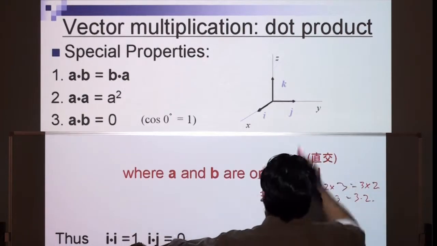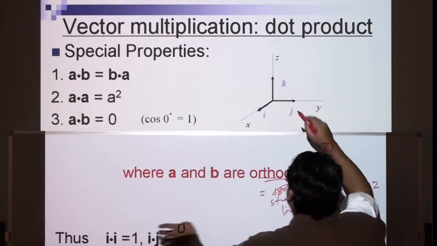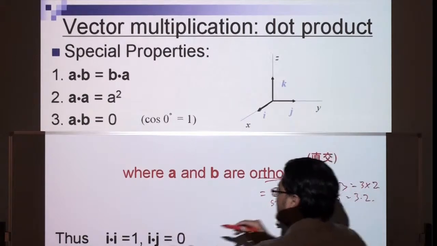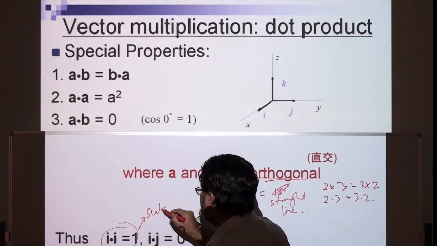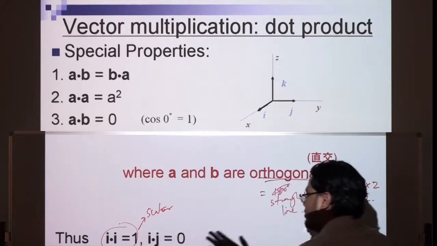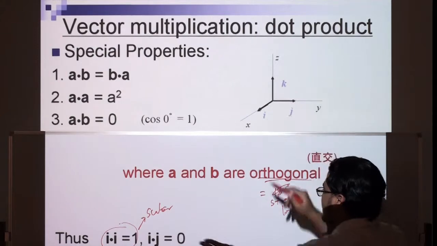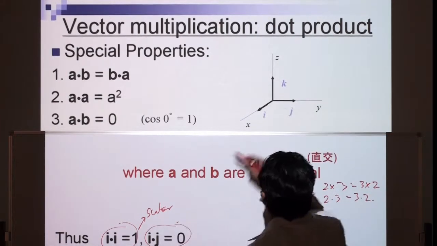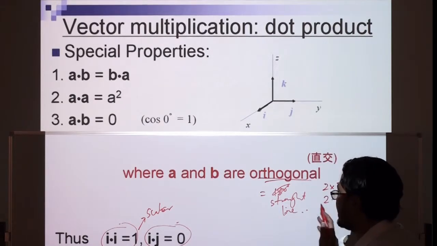Now, therefore, if you look at this picture here, we have i coming this way. i times i, that multiplied by itself, is equal to 1. Notice that that's a scalar. It has magnitude. It's a value. It's not a direction. i times j, i multiplied by j that way, is equal to 0. Notice how they're on different axes. These are special cases.